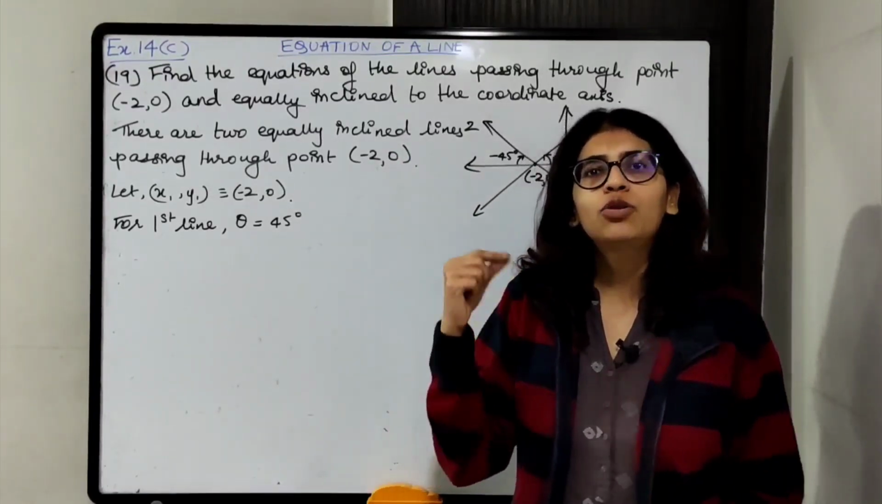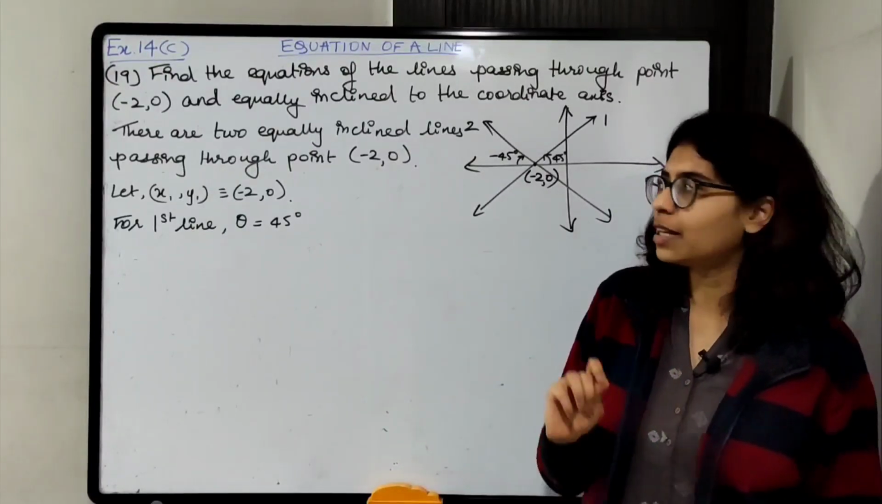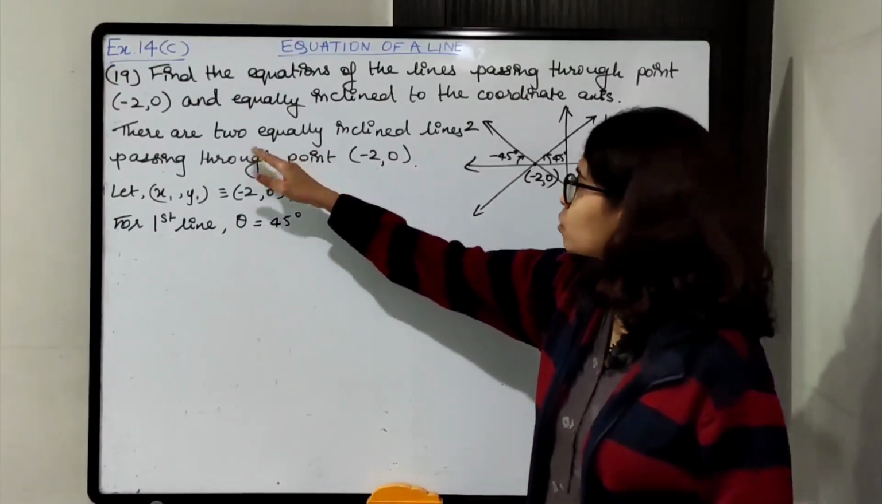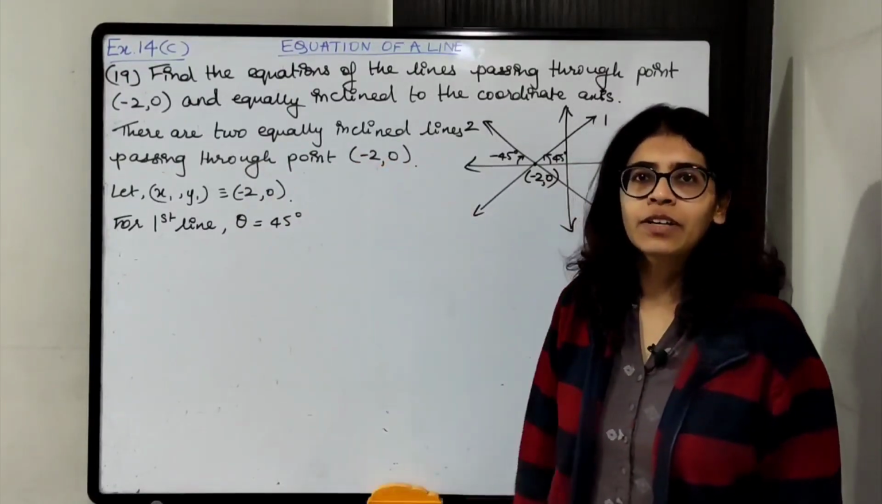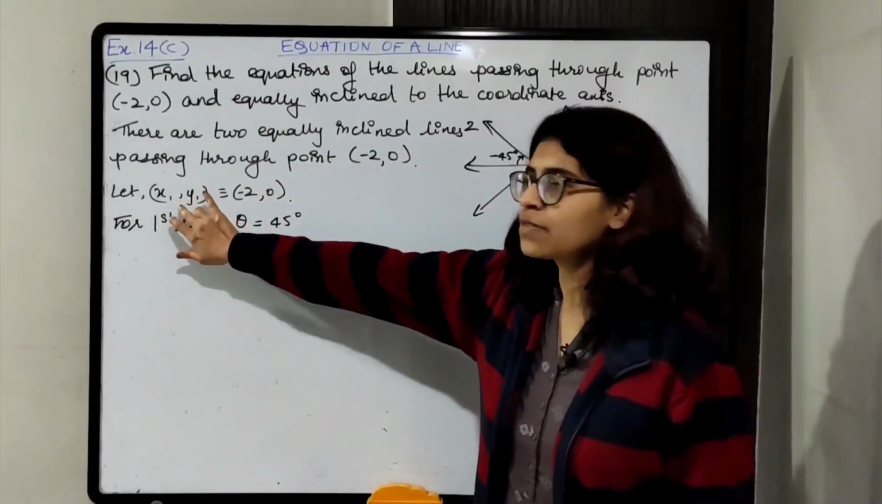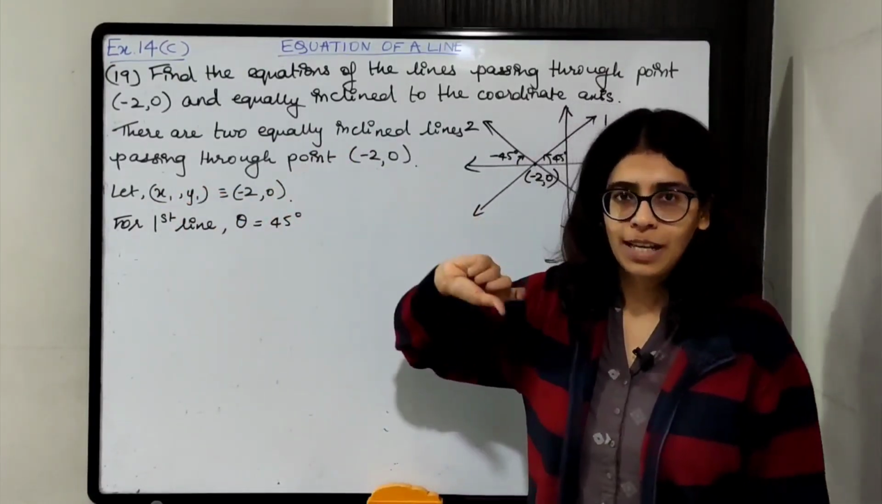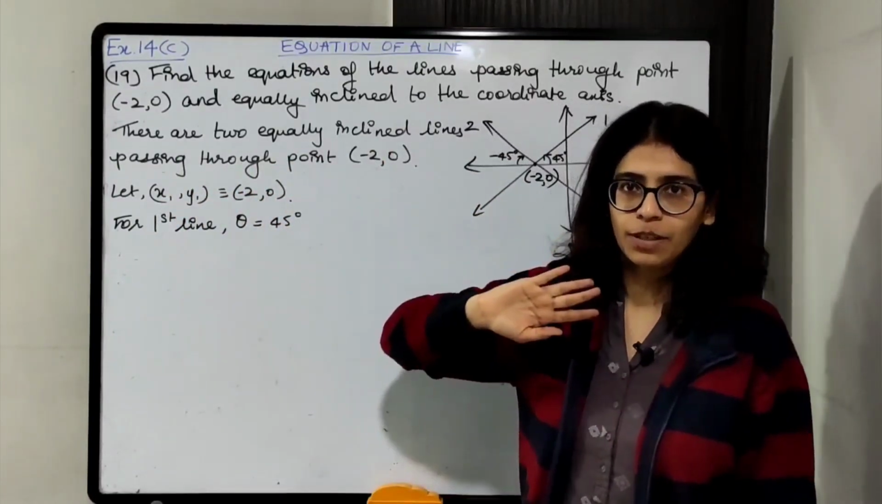We are told that there are two equally inclined lines which are passing through a common point, that is minus 2 comma 0. So that will be the first statement. Okay, let's name the point as x1 y1. So x1 y1 is minus 2 comma 0. We'll need this x1 y1 for the equation of the line. Okay, so that is why we have considered it as x1 y1.